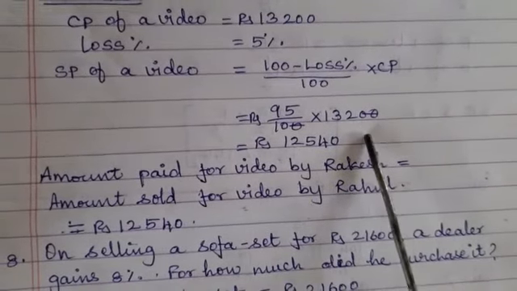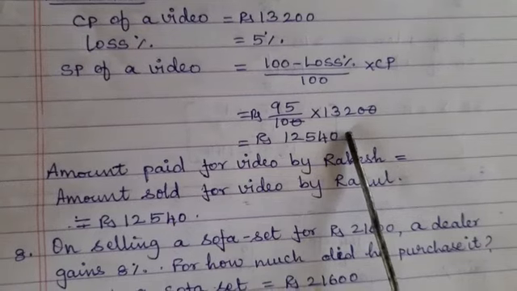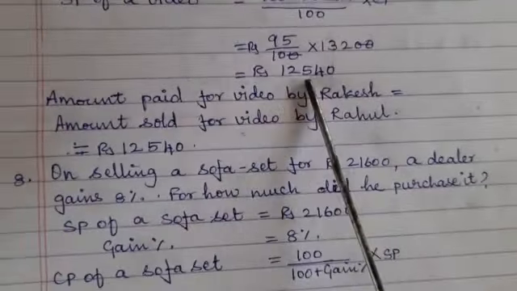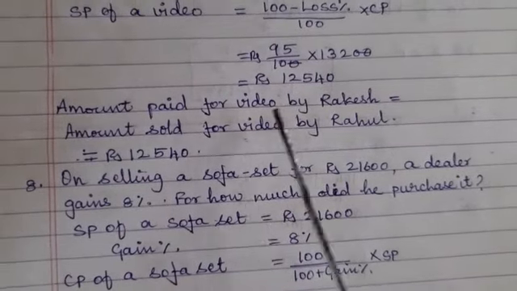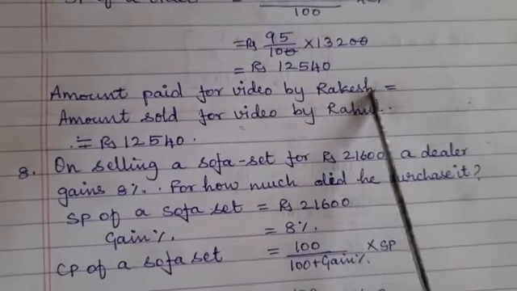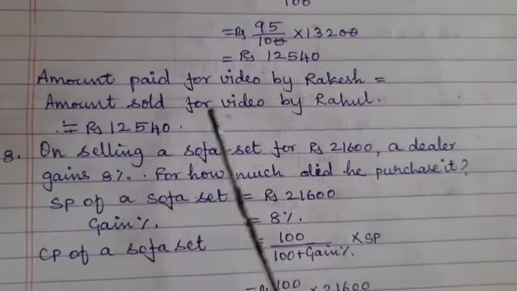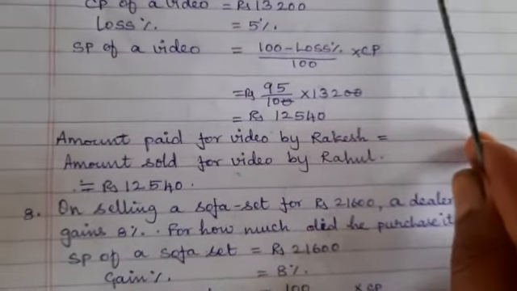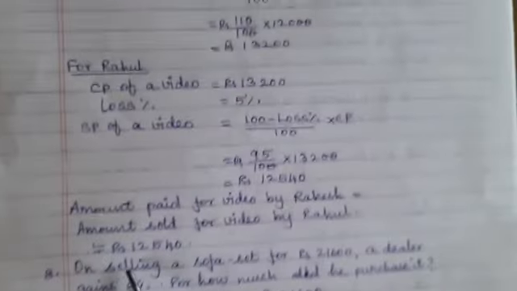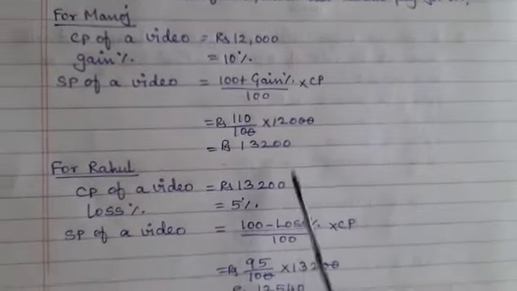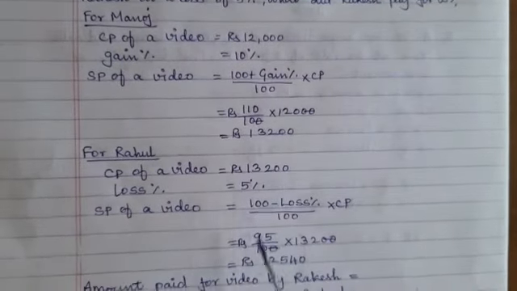Rahul is selling this video to whom? That is Rakesh. So SP of video for Rahul is equal to CP of video for Rakesh. So the amount paid for video by Rakesh is equal to the amount sold for video by Rahul. So how much did Rakesh pay for that video? That is the SP of video for Rahul, that is rupees 12,540. While doing these questions, once again read the question and go through it.